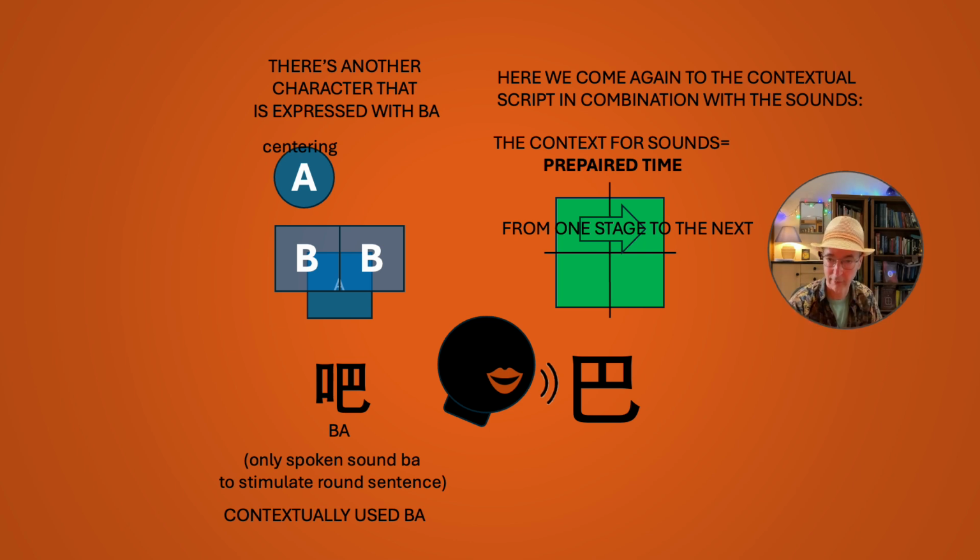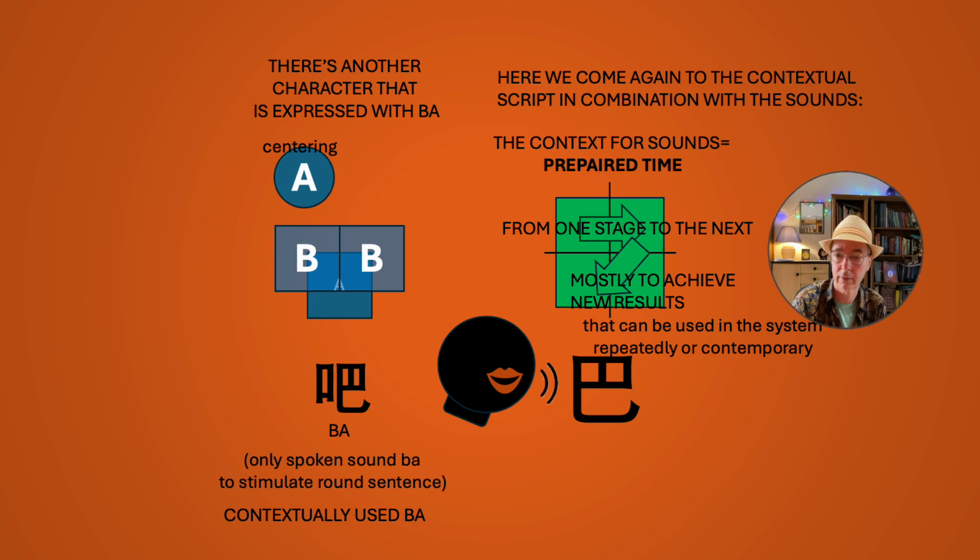So I start from here with the contextual association only, and now with the sound Ba. You can almost see it there. The contextual frame of every character is the year cycle with the 4 seasons, and you can select whatever you need so that you can go from one stage to the next, up until you can use it repeatedly in a way. And that's also what this character actually already is doing.